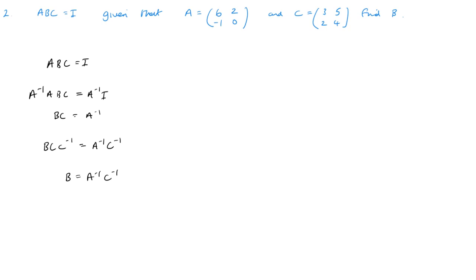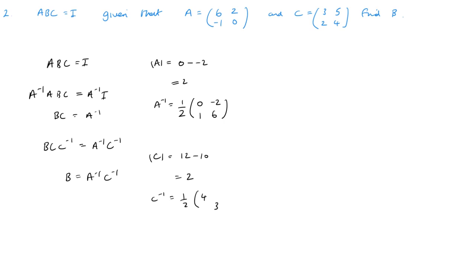So now I've got that, I need to find the inverse of A and the inverse of C. So the inverse of A is 0 minus 2, so that's 2. So inverse of A is 1 over 2, 0, 6, minus 2, 1. And the determinant of C is 12 minus 10. That's also 2. Is that right? 12, 10, yeah. So the inverse of C is a half, 4, 3, minus 5, minus 2.